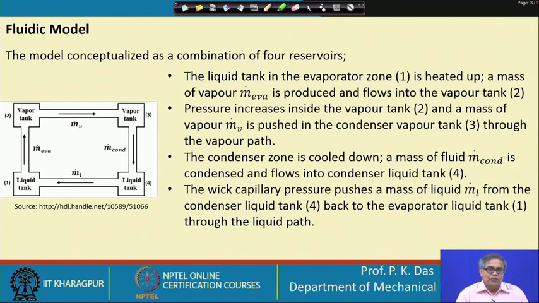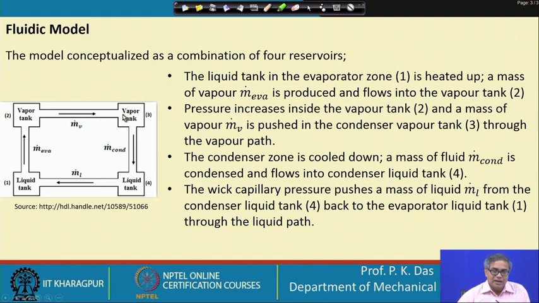For the fluid model, as I have told, it is a circulatory kind of a model. Vapor is generated in the evaporator, it goes to the condenser section, it is transformed into liquid, liquid comes back in the evaporator and it gets transformed into vapor. So, we have assumed that there are two vapor tanks. One vapor tank is there in the evaporator section, one vapor tank is there in the condenser section. So, vapor goes from one tank to another.